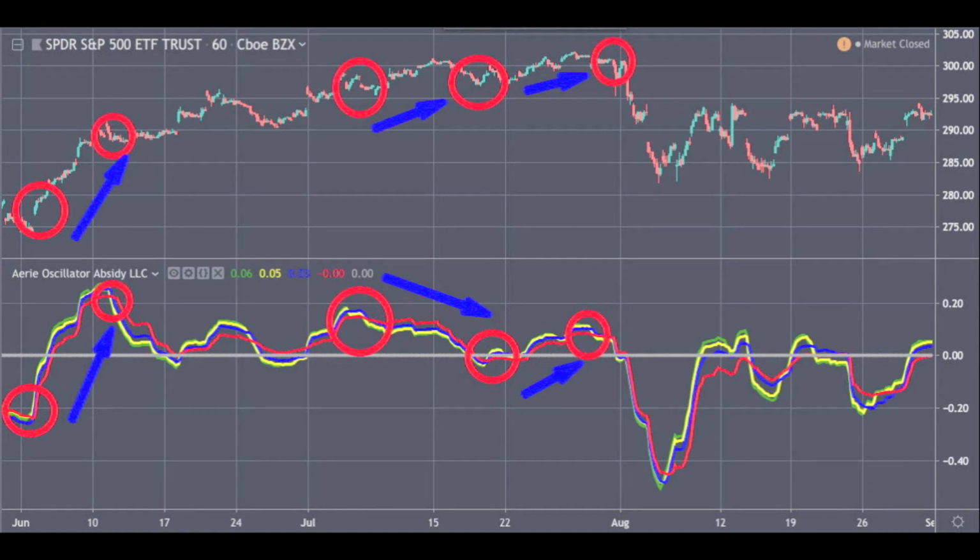Then we had all lines cross under each other. We had the yellow go under the green go under the blue, and the blue go under the red, just before August. Then, after that happened, you can see that the S&P dropped $15 in the first week of the month. After that drop, we had a small ranging area where we had one crossover signal where the blue line went over the red line just once.